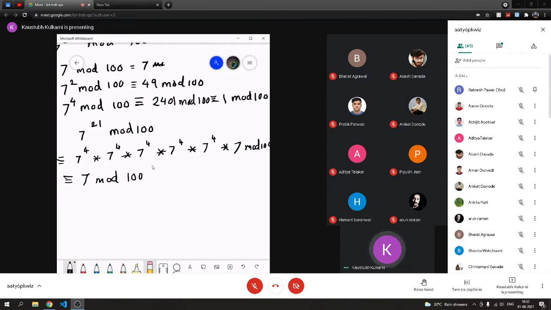So the last two digits are, do you get this calculation? Yes, 07. Last two digits are 07. Any questions in this calculation? Anyone has?